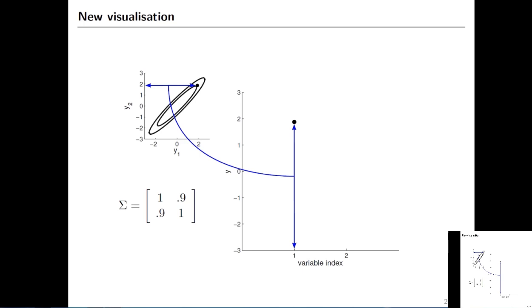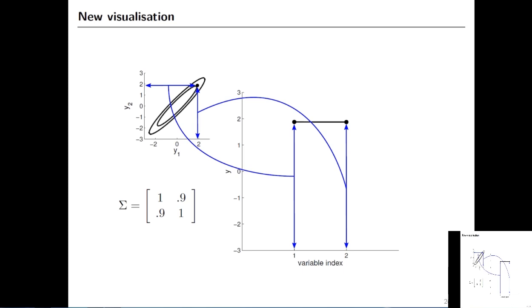And I'm going to plot the height here to be the distance along the y1 direction of that sample. So this height here just means the point's location on the x-coordinate of that 2x2 graph. And I'm going to plot the vertical height of the point over the variable index 2. The reason why I'm doing this is that in a minute I'm going to have multiple variable indices, not just two of them, larger numbers.